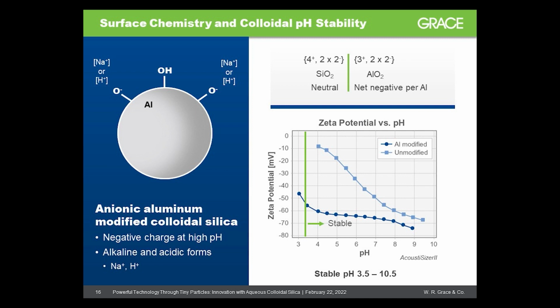As a result of this substitution, the charge on the particle is now fixed to the extent that the aluminum is bonded to the network. Thus, as shown in the graph, the zeta potential is no longer strongly dependent on pH. The charge remains negative all the way down to pH 3.5. The reason that the charge starts to decrease at even lower pH is that the aluminum begins to dissolve.